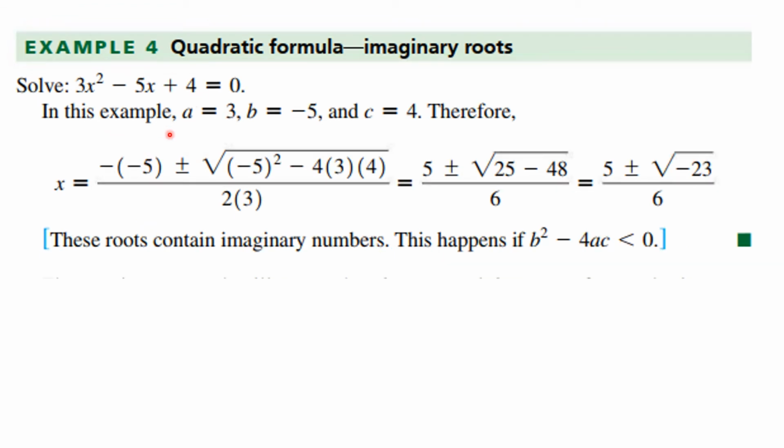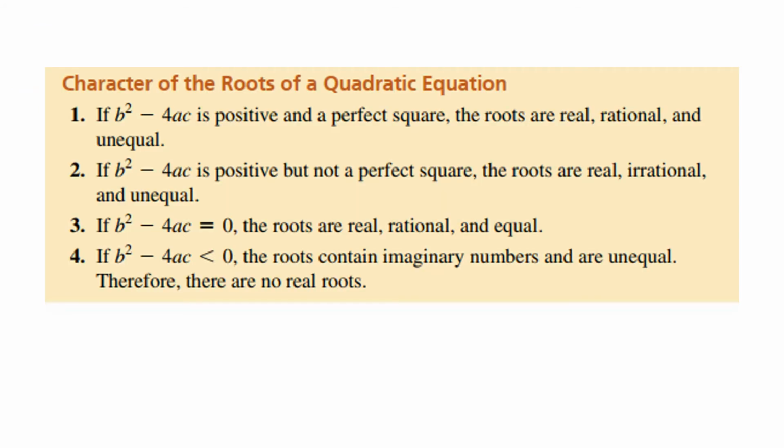Here's another example. In this one, A is 3, B is minus 5, and C is 4. We do the calculation and we get the square root of minus 23. This is not a real number, and what we're going to say right now is that this has imaginary roots because b squared minus 4ac is less than 0. Here today in this class we just call this a not real answer. But that expression b squared minus 4ac really determines what's happening, and this is called the discriminant.